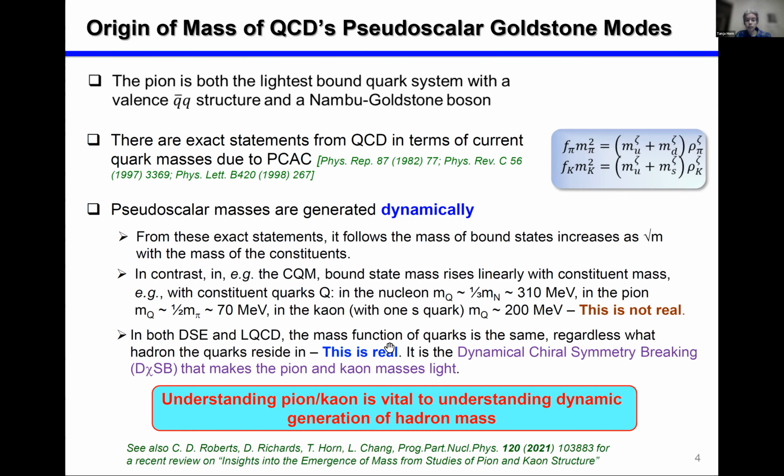So it can be shown that the mass functions of these quarks should be the same, regardless of which hadron the quarks reside in. The mechanism, as I already mentioned, is dynamical chiral symmetry breaking, which gives the pions and kaons relatively light masses. So again, it is quite important to understand the source and impacts of the dynamic generation of the hadron mass, and in particular, the pions and kaons give us a window into the masses of hadrons.